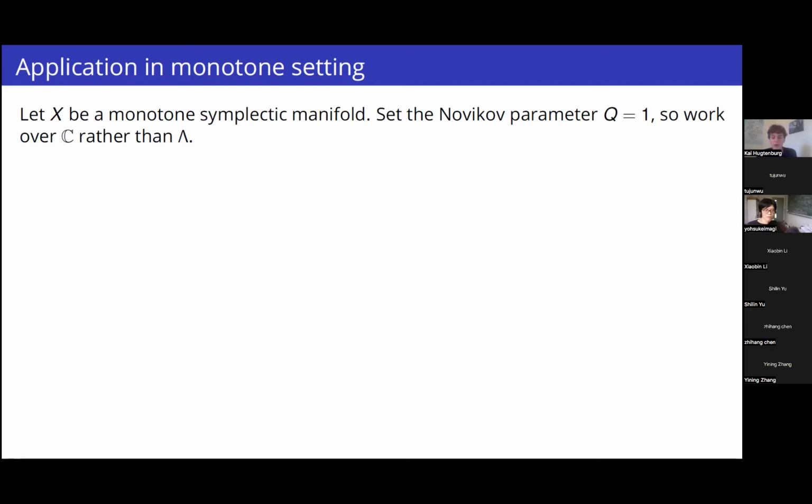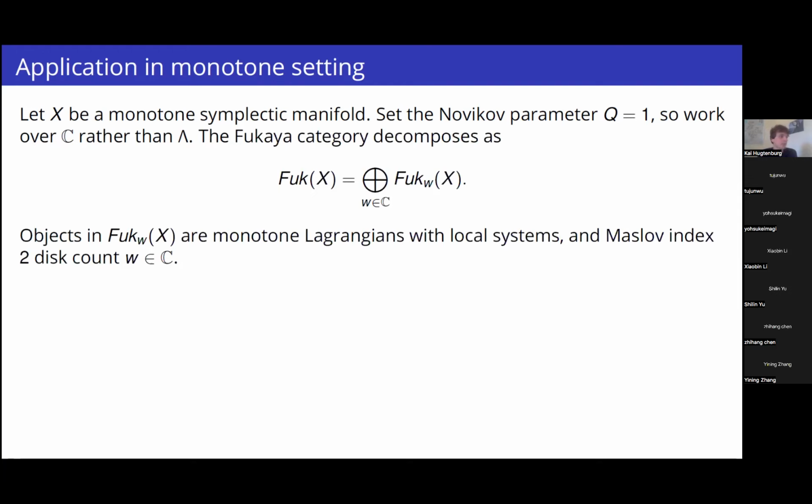So assuming now that we're in the monotone case, which you can also think of as Fano, in this case you can set the Novikov parameter Q equal to 1. So instead of working over a Novikov ring, we work just over the complex numbers. And one thing that's known is that the Fukaya category decomposes as a direct sum over some values W in C. And what are these values? They're values of the superpotential. So in Fuk_W, the objects are monotone Lagrangians whose Maslov index 2 disc count is this number W.